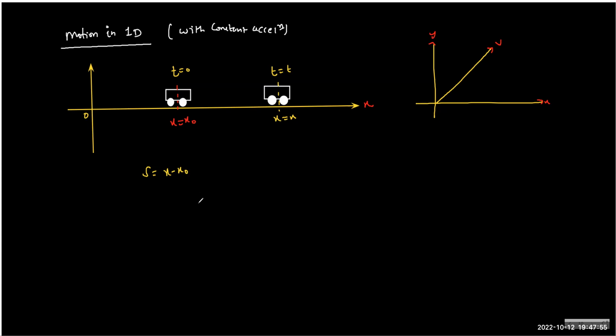So x is called what? Position. x naught is called initial position. The terminology we use is that this is called initial position, but this is called position.